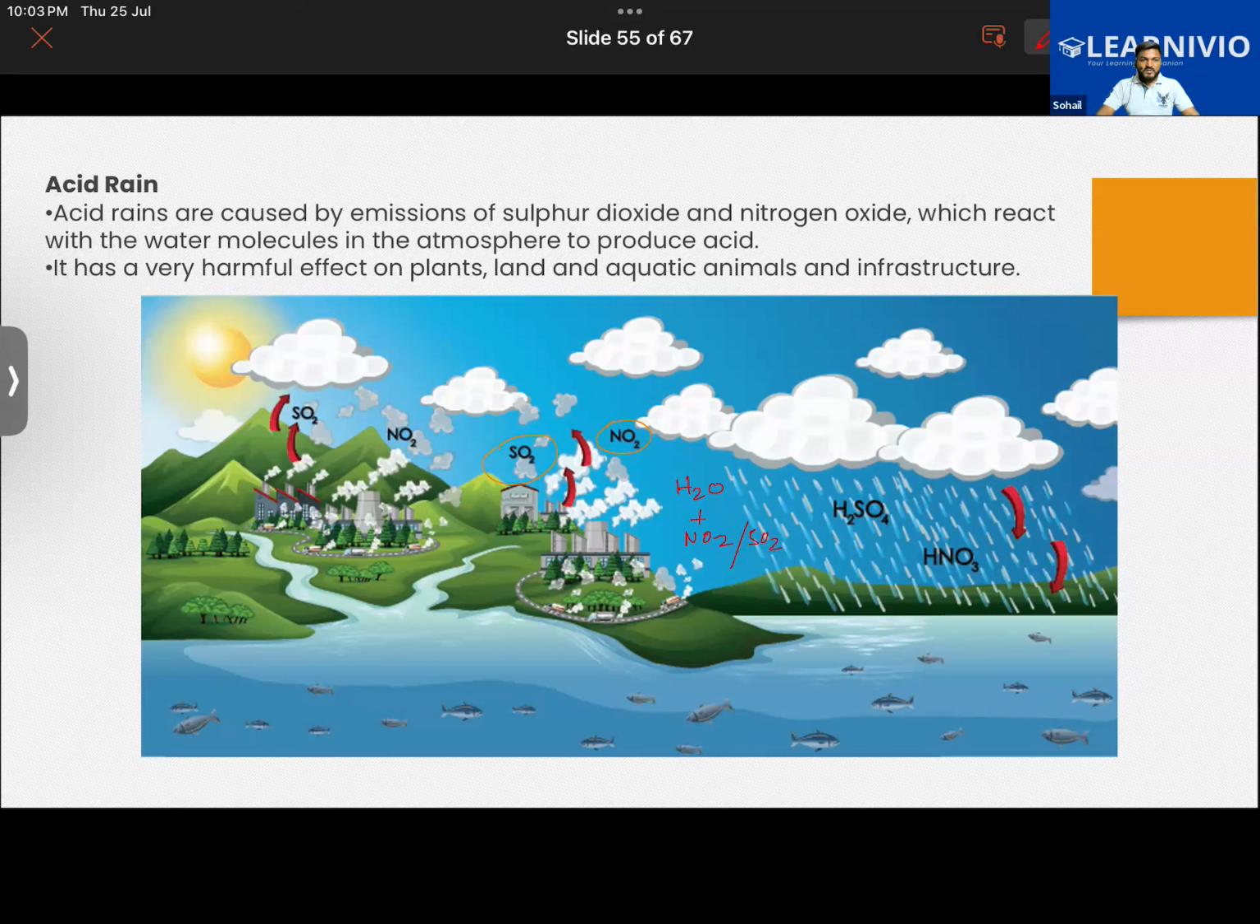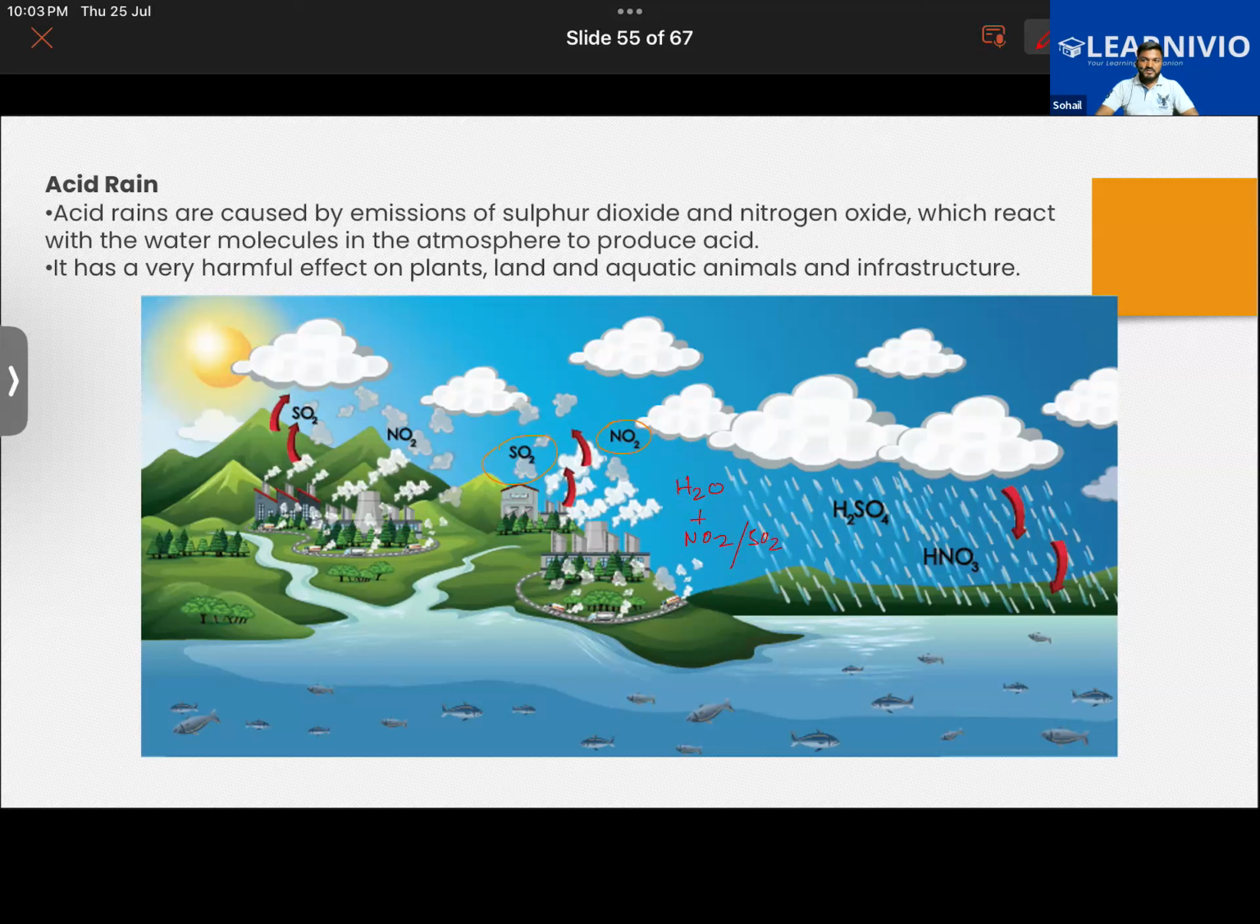Yes, sir. So, what is the main cause behind acid rain? What are the main gases responsible for this? Yes, NO2 and SO2, that is the chemical formula, but by what name do we know them? We know them by the name of nitrogen dioxide and sulfur dioxide. Very good. These are the main culprits behind acid rain.